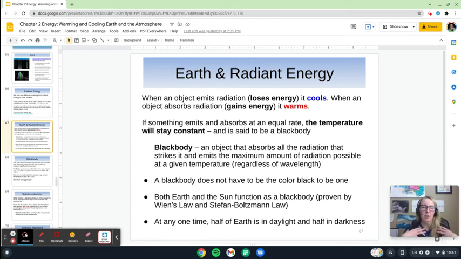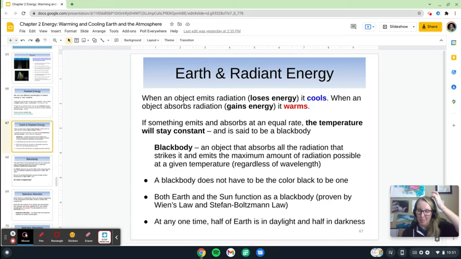That means that whatever energy is hitting it, it will absorb, and then it will convert that and re-emit it out, so the temperature stays the same. The definition of a black body is an object that absorbs all the radiation that strikes it and emits the maximum amount of radiation that's possible at the given temperature. So back to one of our equations that we saw in the last video.